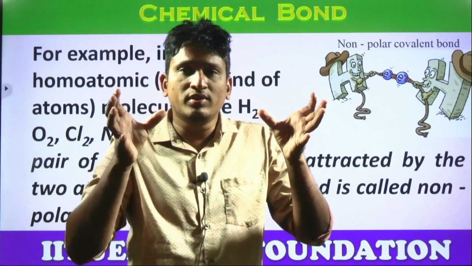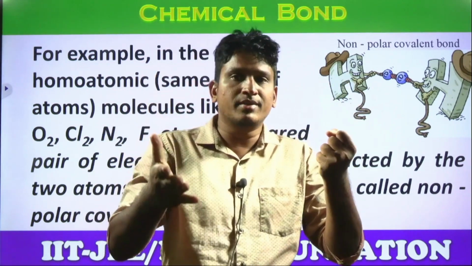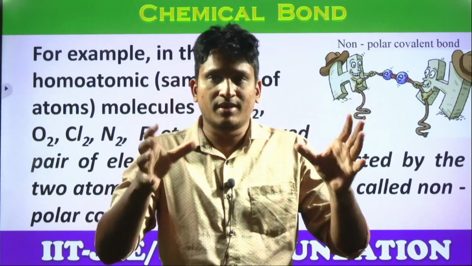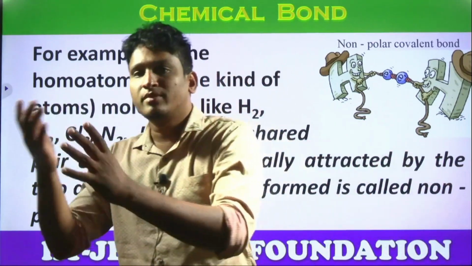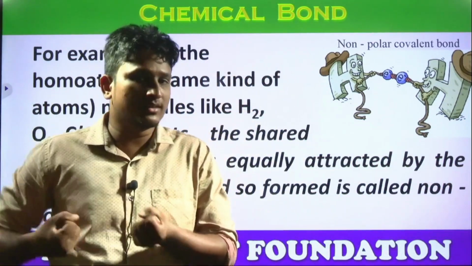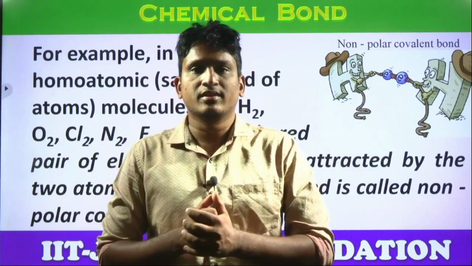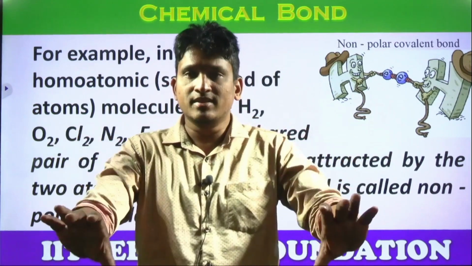Why? Because both atoms have the same electronegativity. Sir, what is electronegativity? The tendency to attract the electrons. So both have the same strength. For example, there is a rope. A group of members on one side and a group of members on the other side are both pulling the rope on opposite sides, and both have equal strength. Now what happens to the rope? Does it move to any side? No, it remains the same as it is.